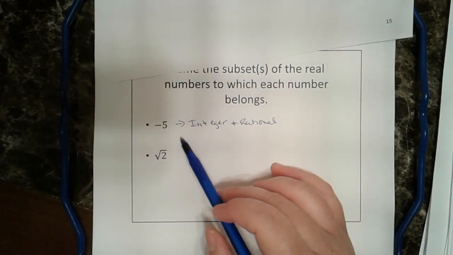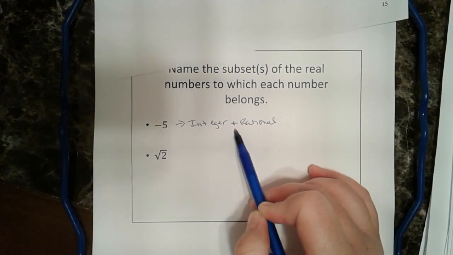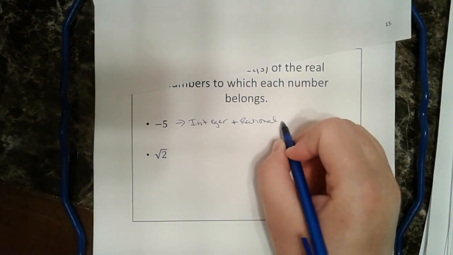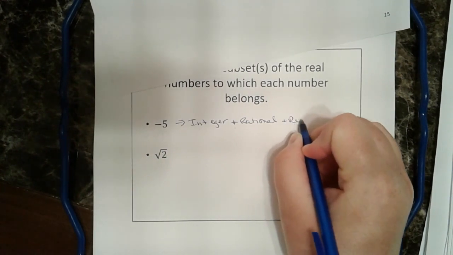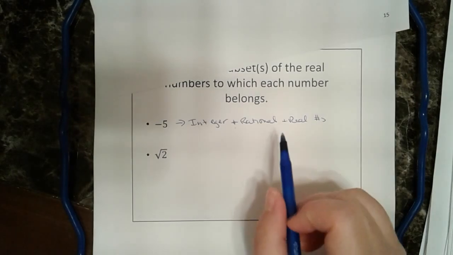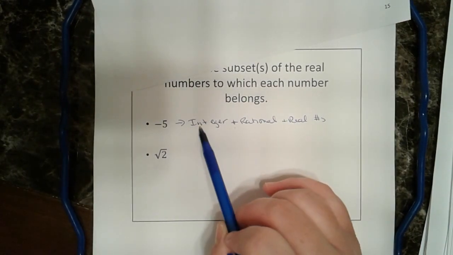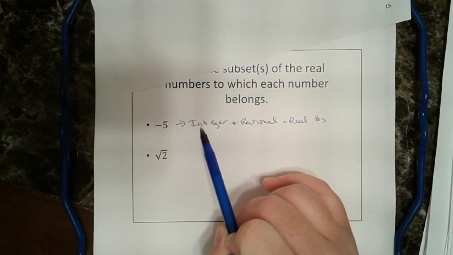Okay, so -5 is an integer and it's rational, and for our purposes we're talking about real numbers, so all these are going to be real numbers. And in order to get full points on your homework, you have got to tell me every single one of these. If you only tell me it's an integer, I'm not giving you full points.